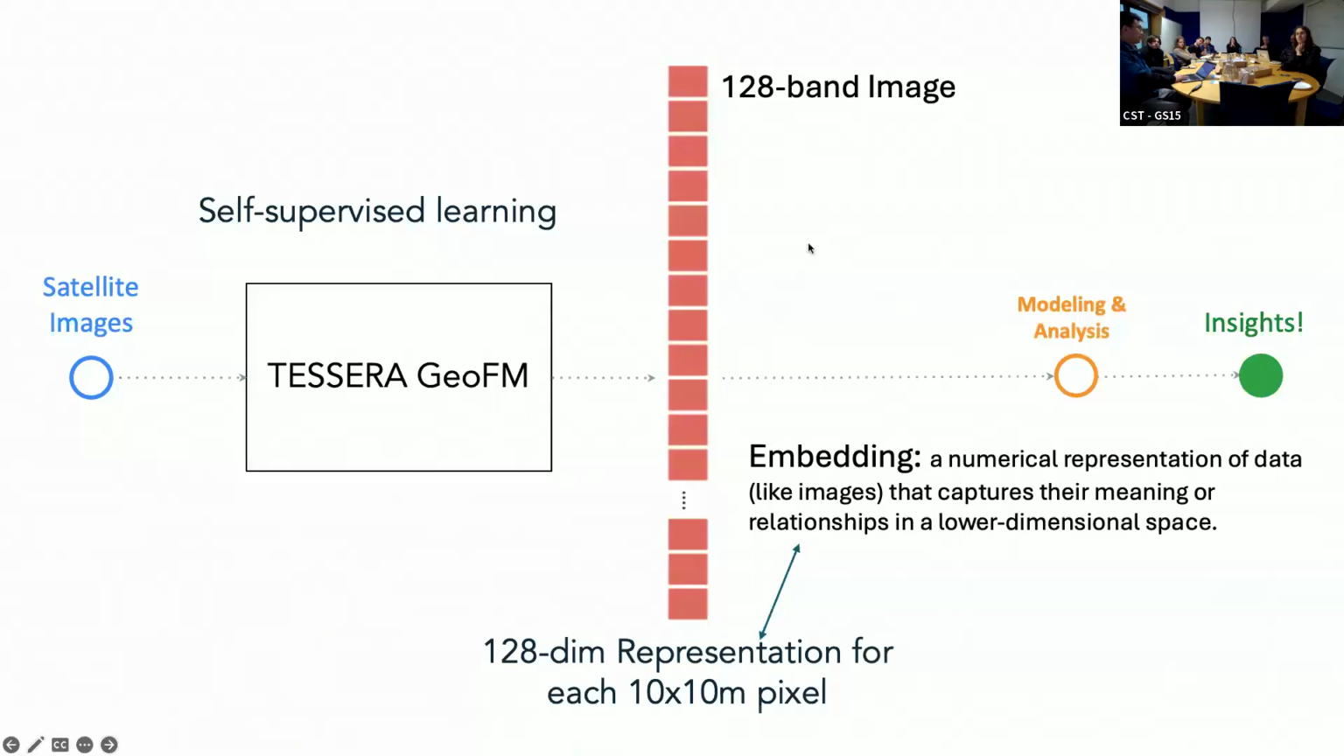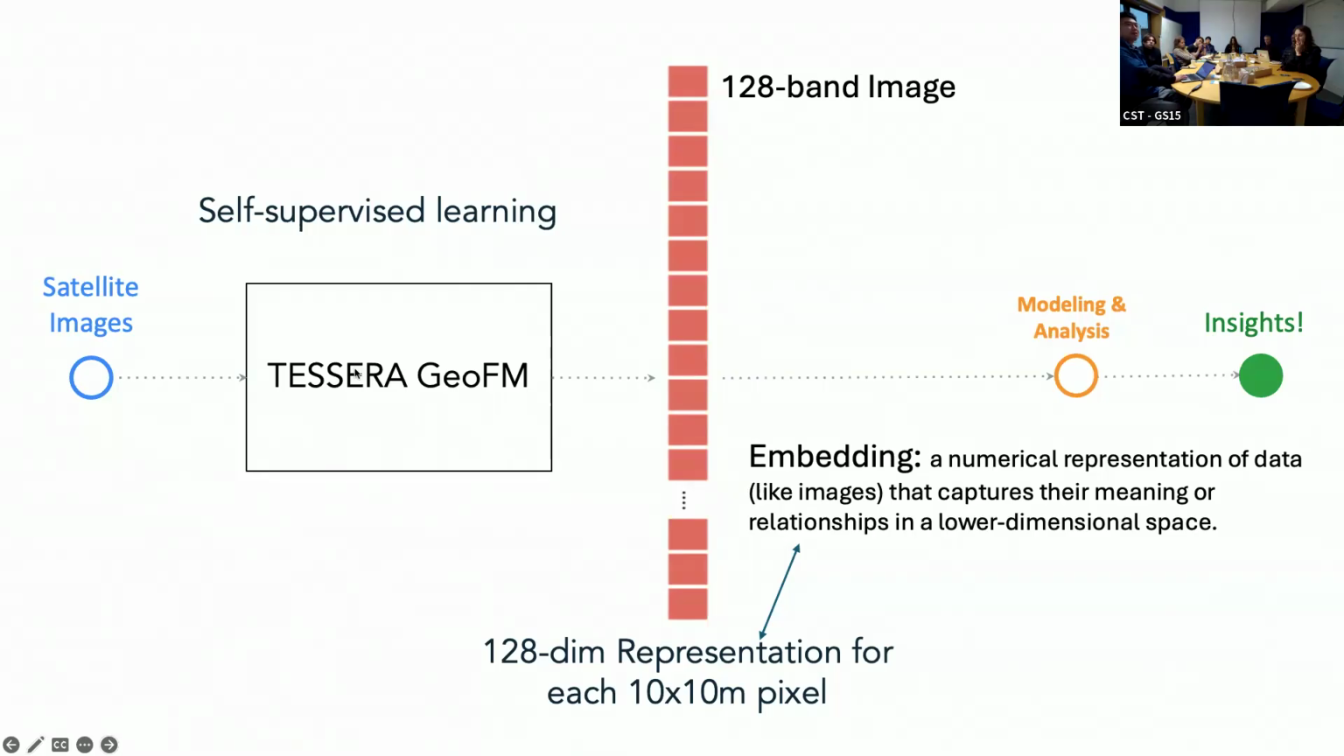It's not like, let's say we have a 128 dimension embedding or features. It doesn't mean that the first feature corresponds to water, or the second one corresponds to, let's say, chlorophyll. It's not like that. So we don't have physical meanings for that. And so yeah, this is the high level of what TESSERA does.